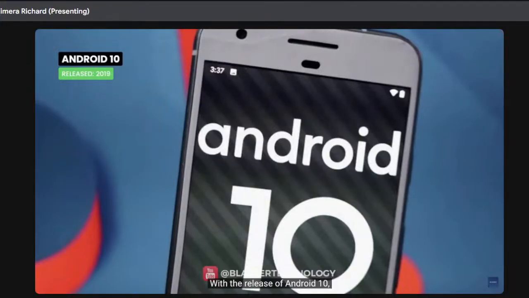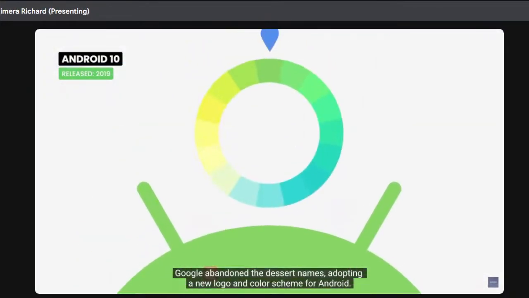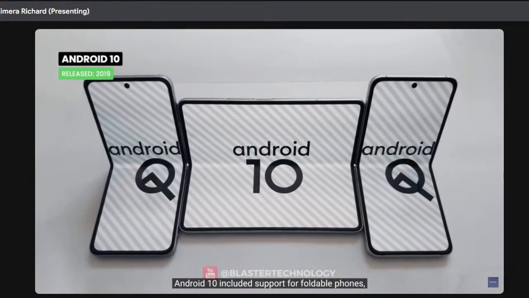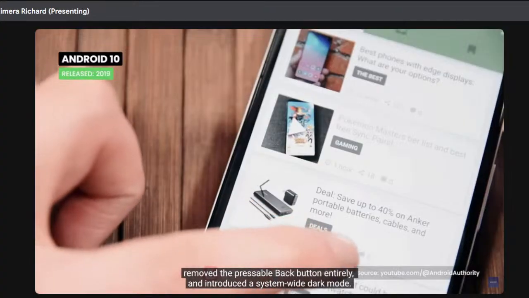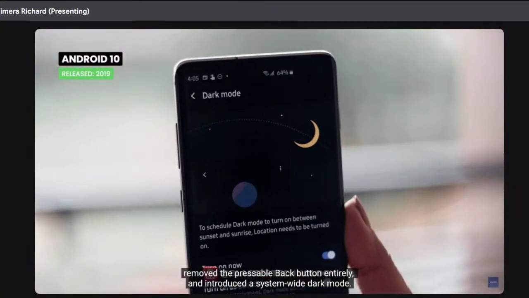With the release of Android 10, Google abandoned the dessert names, adopting a new logo and color scheme for Android. Android 10 included support for foldable phones, removed the pressable back button entirely, and introduced a system-wide dark mode.